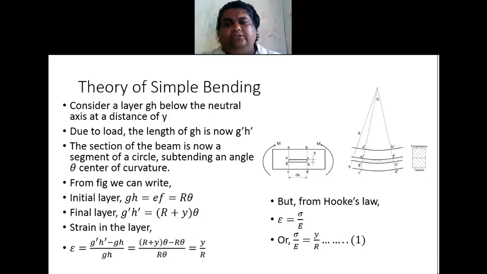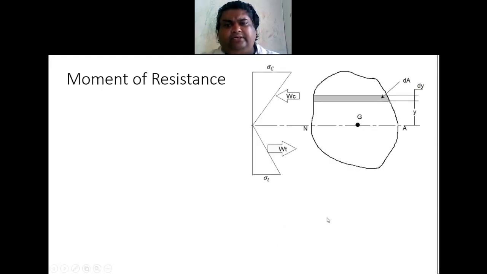Now we will do one more derivation. This is called moment of resistance. Now what is moment of resistance? Let us try to understand.